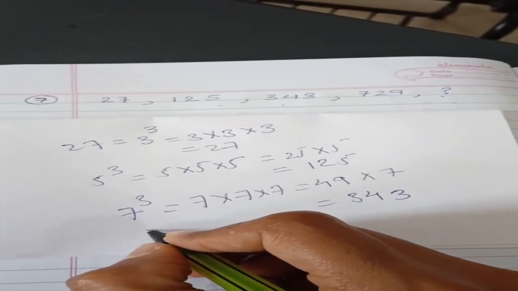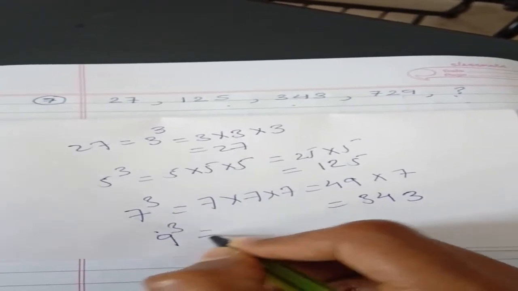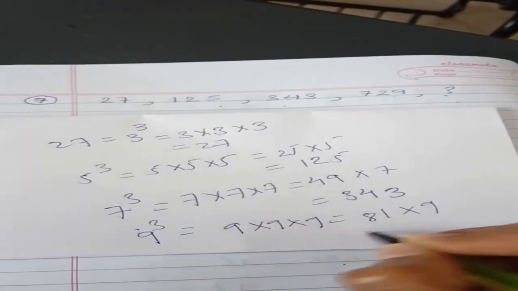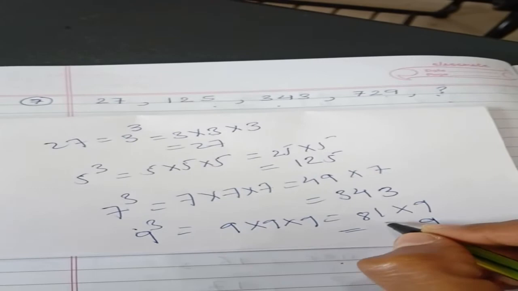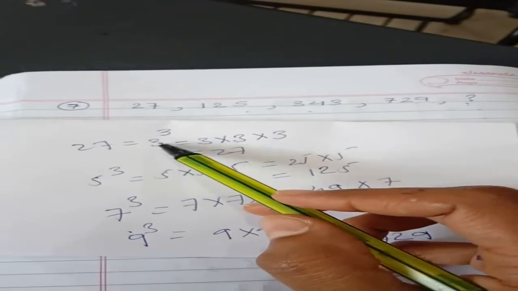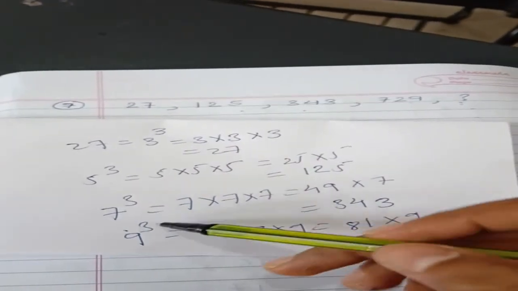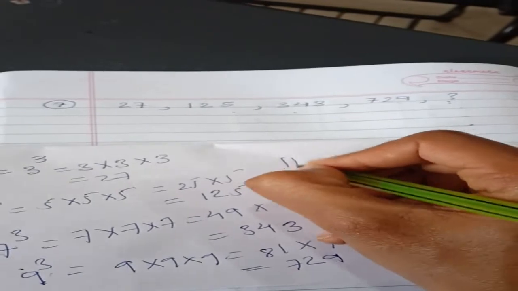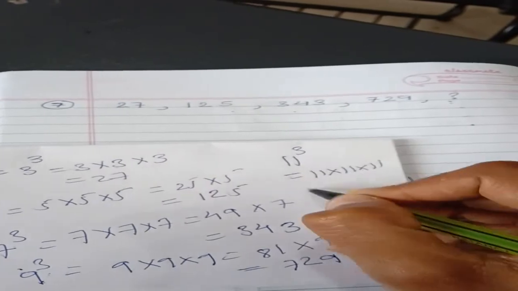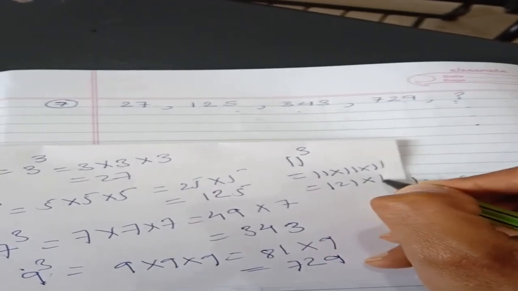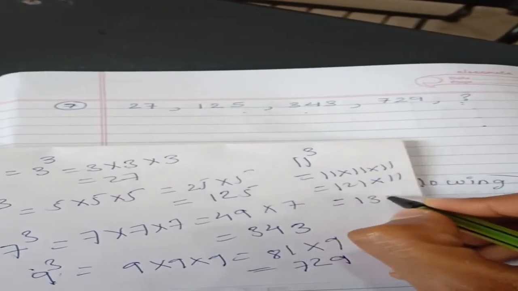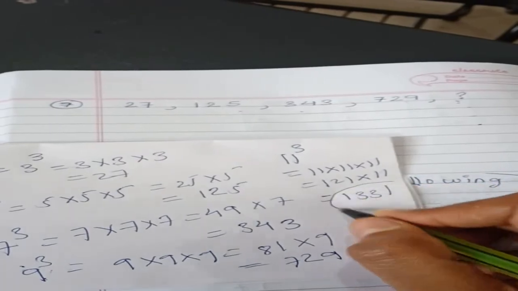So next, what is 9 cube? 9 into 9 into 9. So that is what? 81 into 9, which is 729. So therefore what should the entry be here? If you observe, they are cubes of odd numbers. So what is the odd number after 9? 11. So it should be 11 cube. What is 11 cube? 11 into 11 into 11. So that is what? 121 into 11. So what are you going to get here? It is nothing but 1331. So therefore what is the answer?